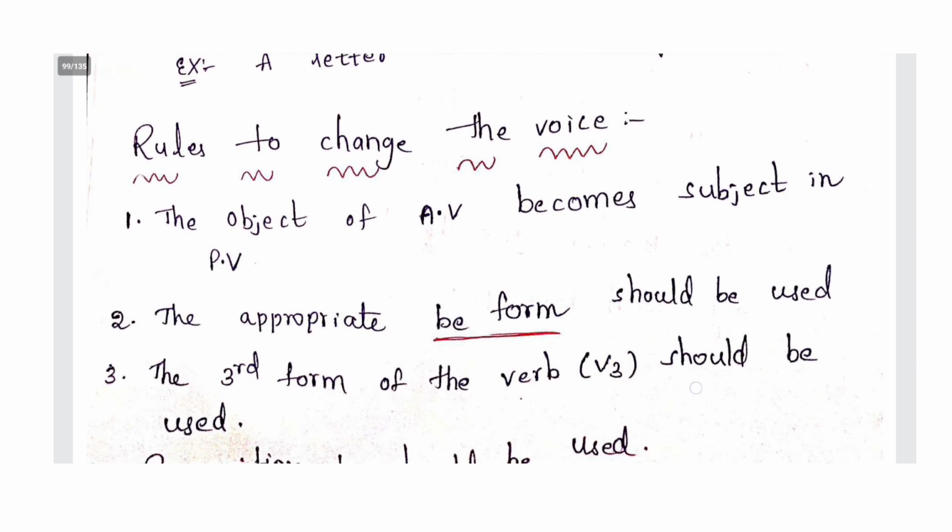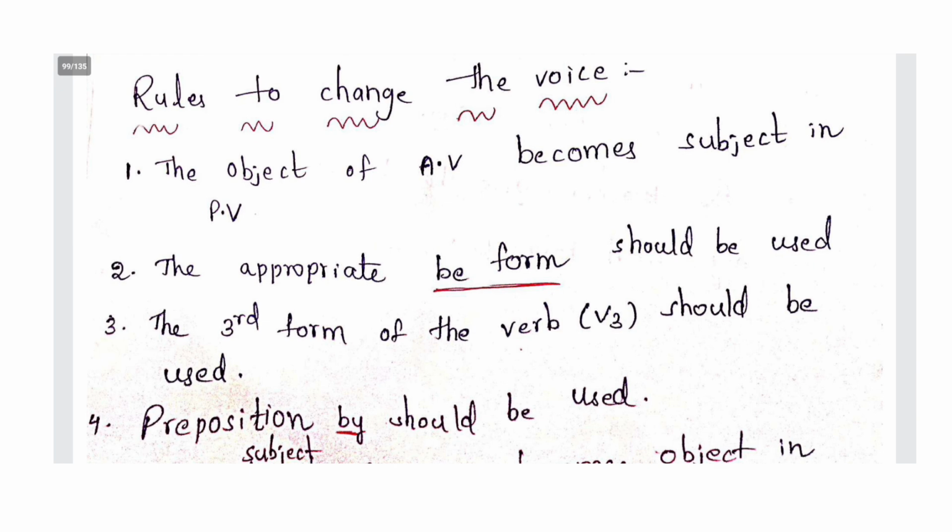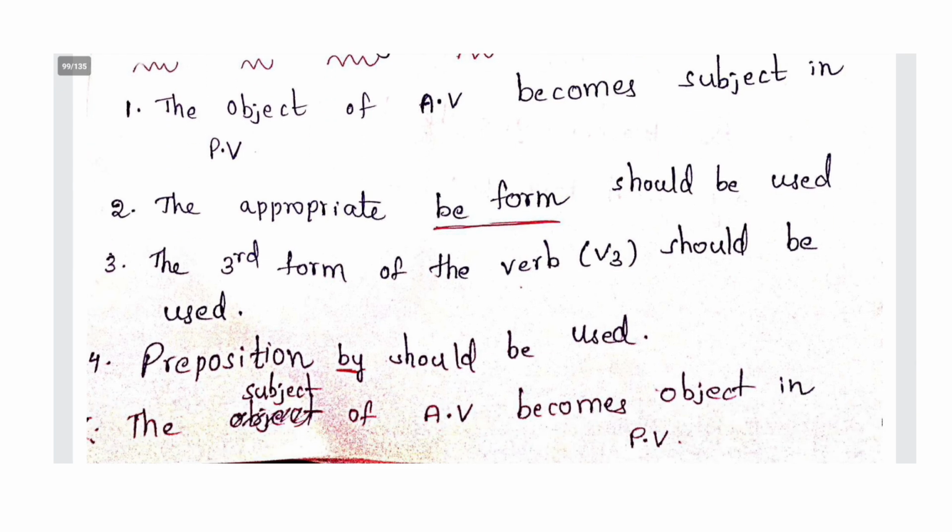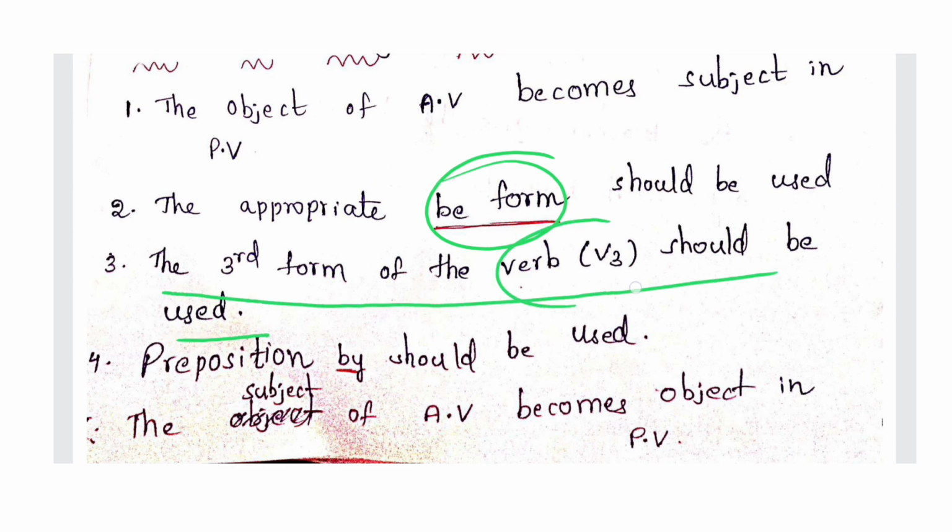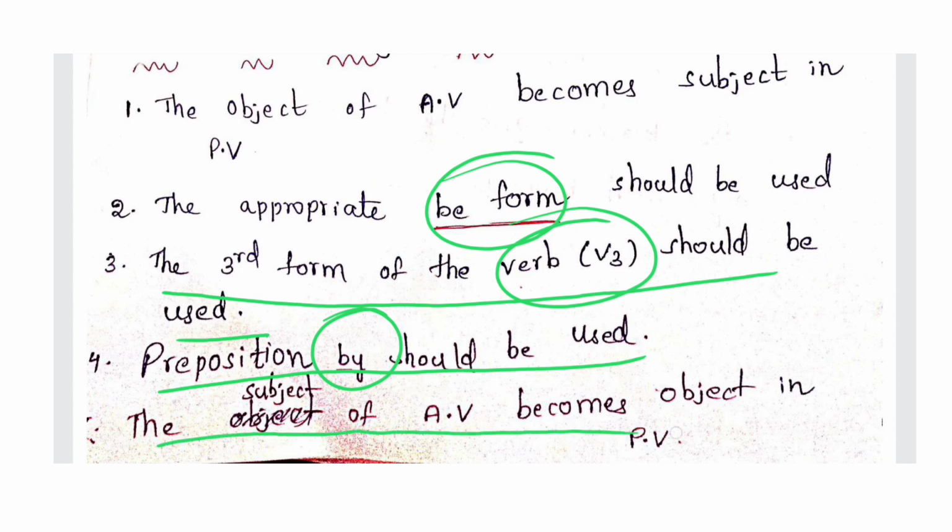First one, the object of the active voice becomes the subject in the passive voice. Second one, the appropriate be form should be used. And the third one is the third form of the verb should be used, that is V3. The preposition by must be used. The subject of the active voice becomes the object in the passive voice.